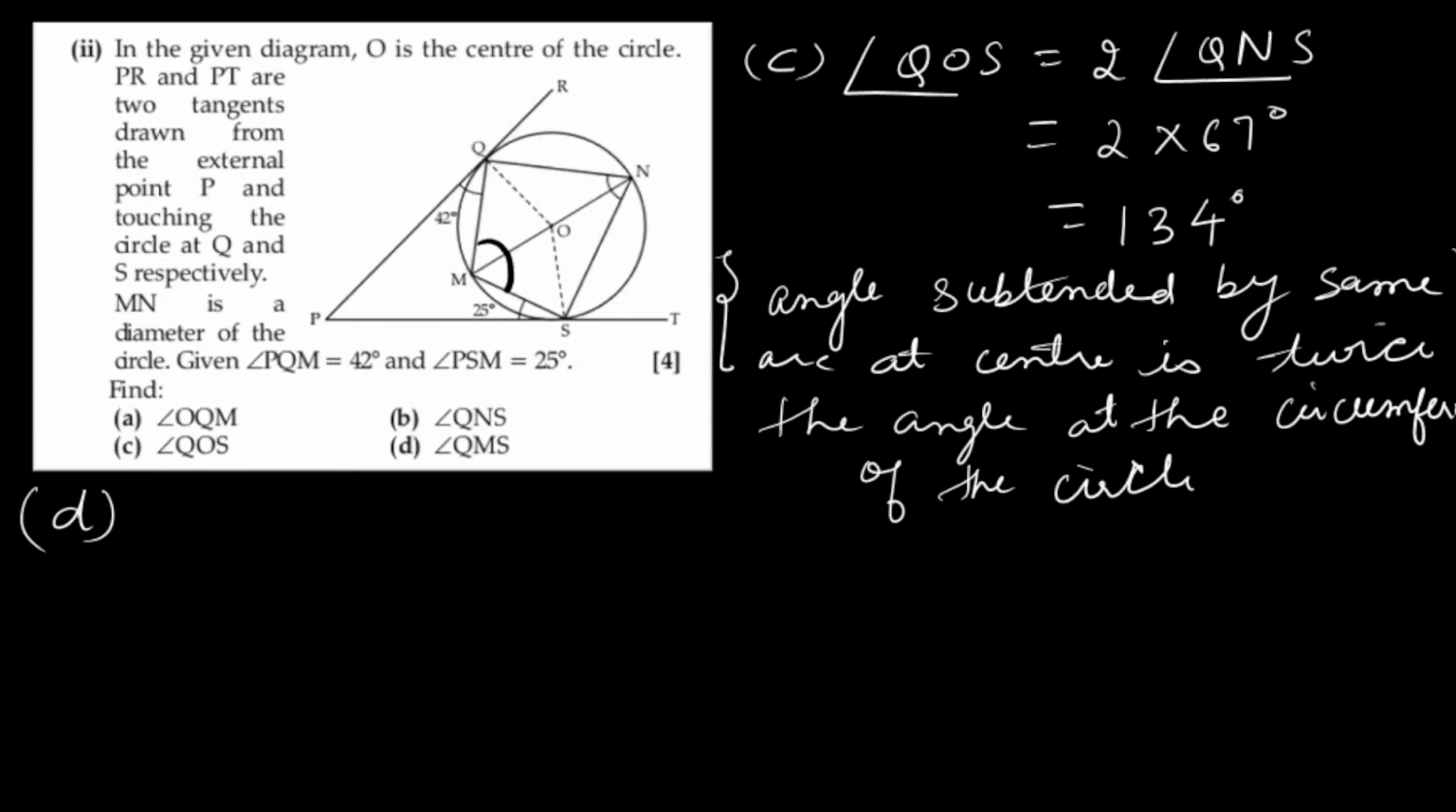Yes. If you see here, MQNS. All the vertices of this quadrilateral, you can see, lie on the circumference of the circle: Q, M, S and N. These are the vertices of the quadrilateral, so they lie on the circle. That means MQNS is a cyclic quadrilateral.